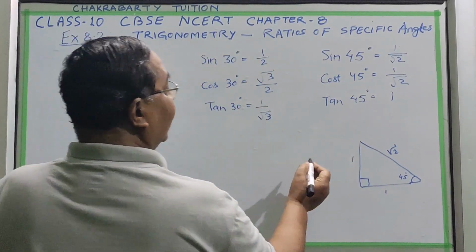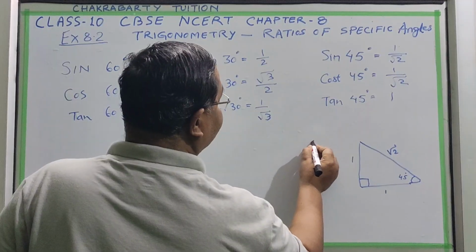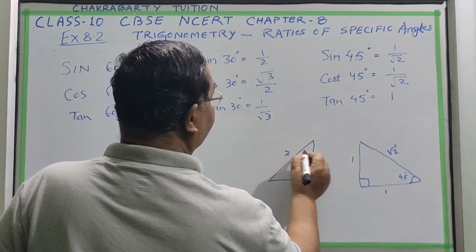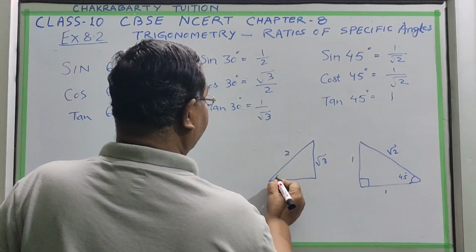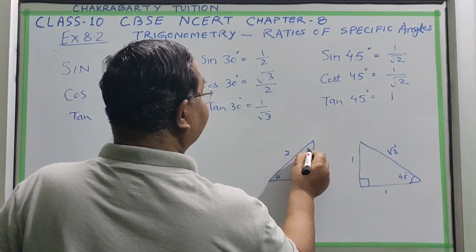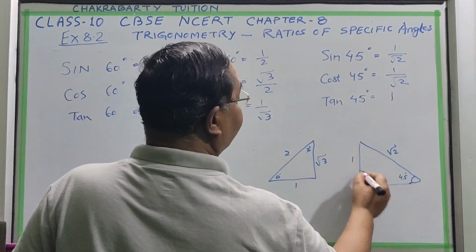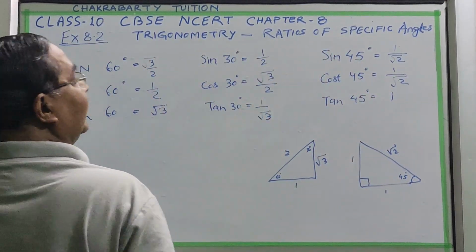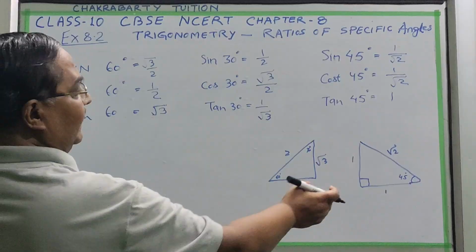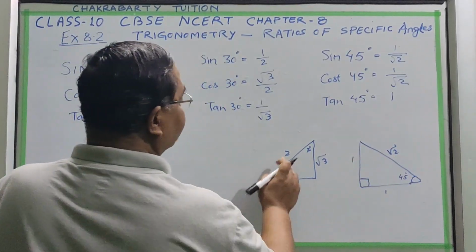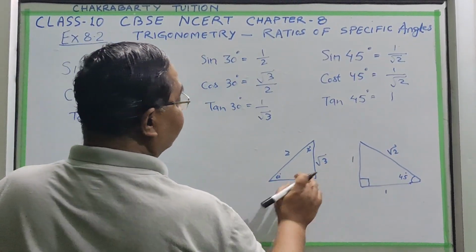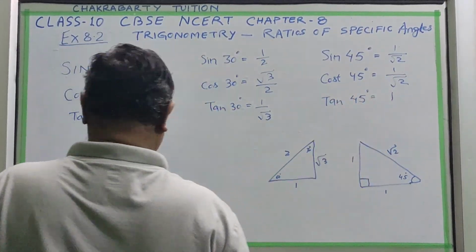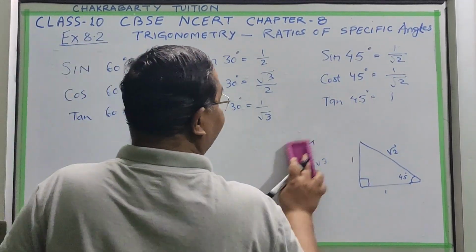So what we have learned is two triangles that we will make in the copy. We will write 1, 2, under root 3, and this is for your 60 degree and 30 degree. And you will draw 1, 1, under root 2 for 45 degree, and you can write all these ratios. Otherwise you can learn them also, but I think 1, 1, 2 and 1, 2, 3 is the easiest way. 1, 2, 3 for these two, 1, 1, 2 for this. Now we are going to the next part of it.